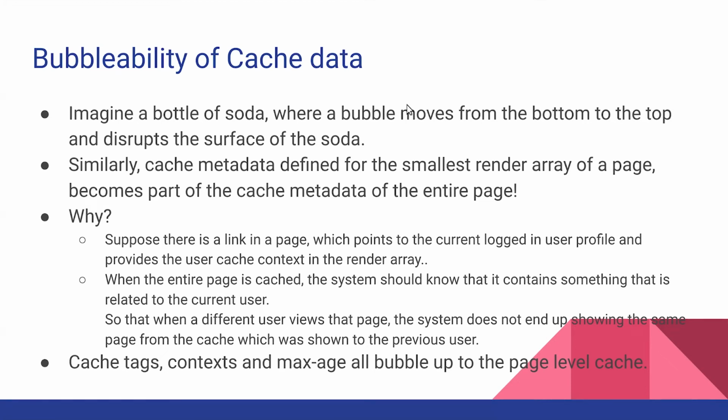It's just an example which I thought of myself. Like a bottle of soda, when we see small bubbles at the bottom that rise up to the surface, they disrupt the entire surface of the soda. In that way, whatever cache metadata we provide for the smallest part of the page becomes part of the cache metadata of the entire page. So cache tags, contexts, max-age, everything bubbles up to the page cache level.